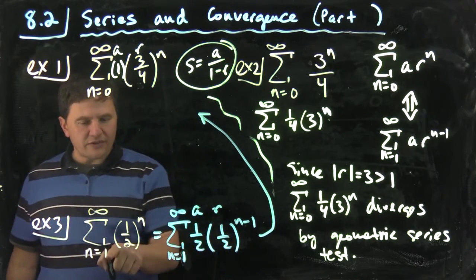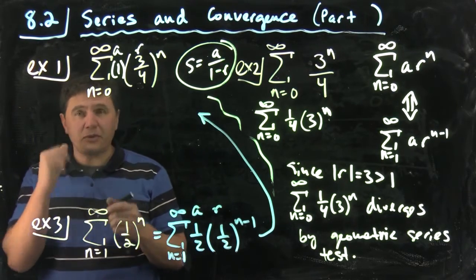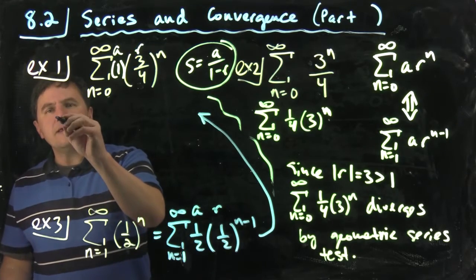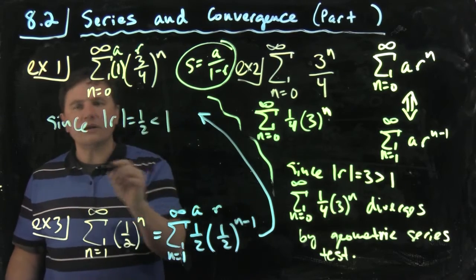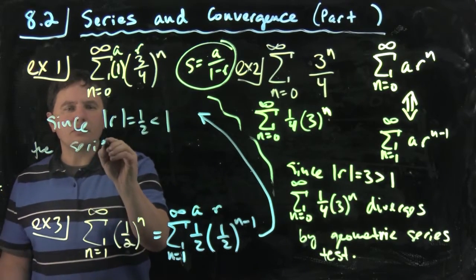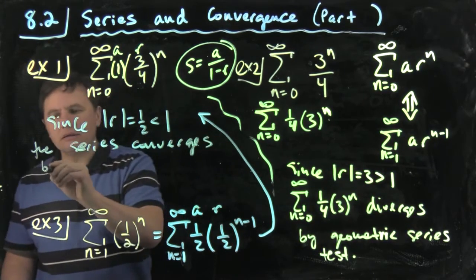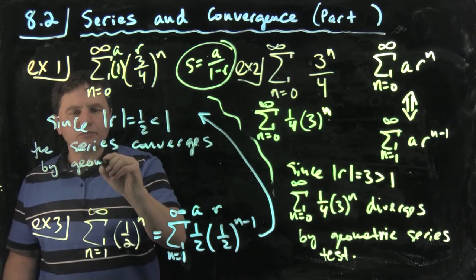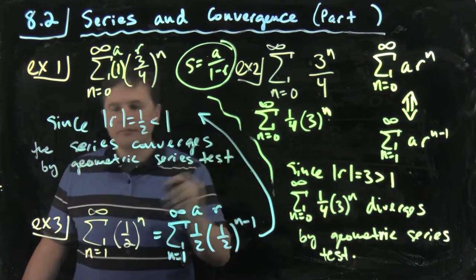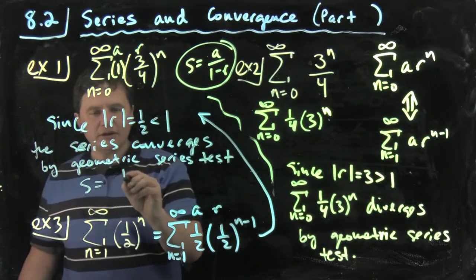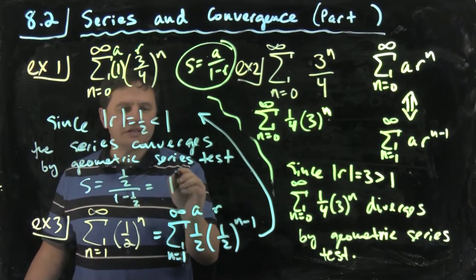Okay, so let's do the work for this one up here. Once again, we have to rewrite this thing because the first exponent is 1 instead of 0. That's always something you have to check when you're using the geometric series test, especially the sum formula. So now I would say since the absolute value of r is 1/2, that's less than 1, the series converges by geometric series test. And the sum is equal to a, so that's 1/2, over 1 minus 1/2, which is going to give me 1/2 over 1/2, which is equal to 1.